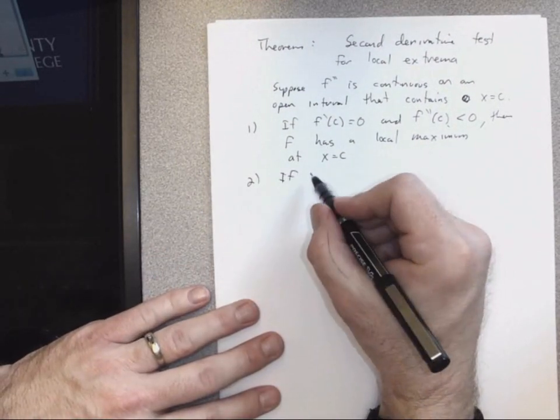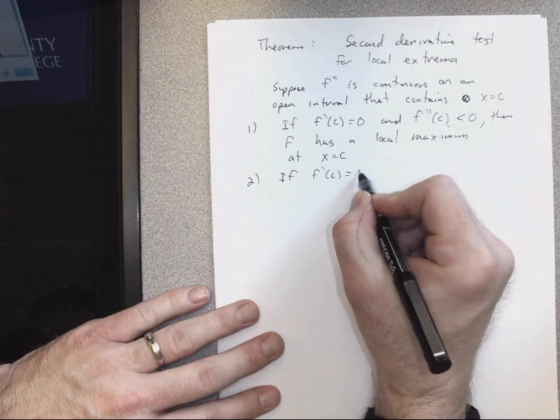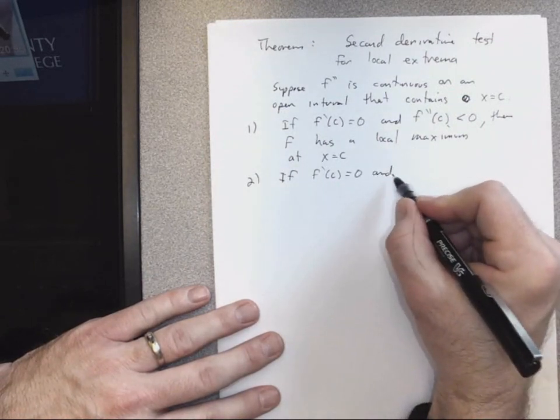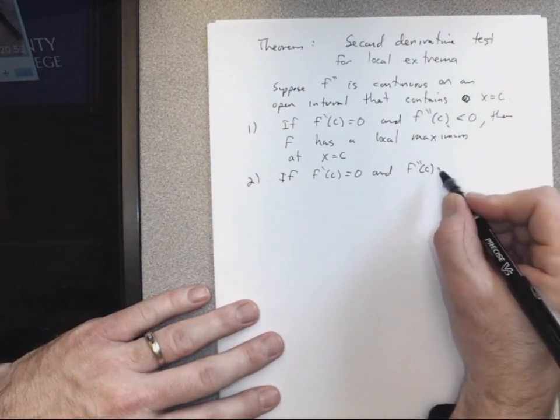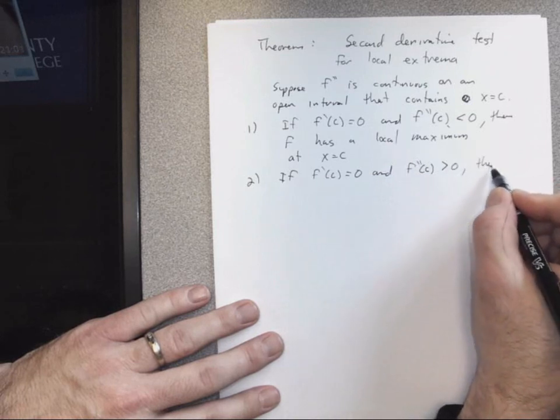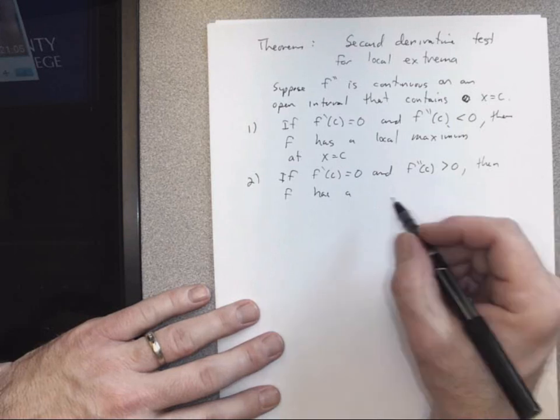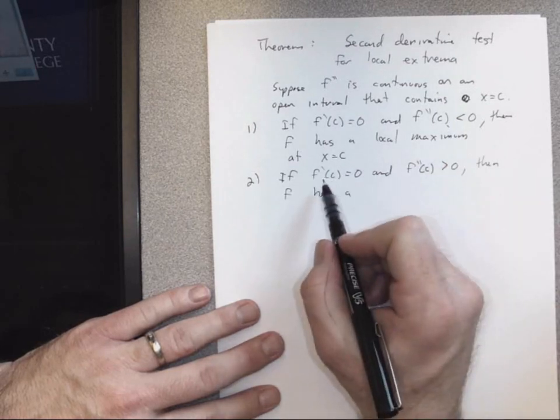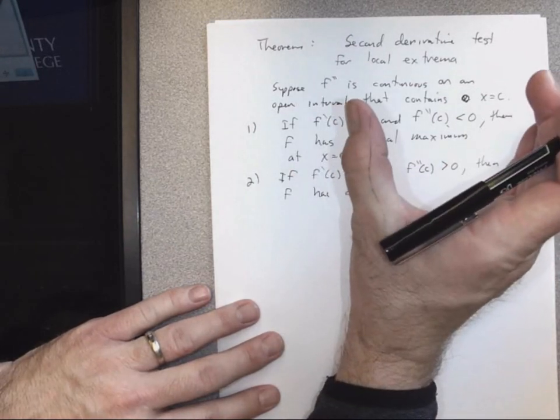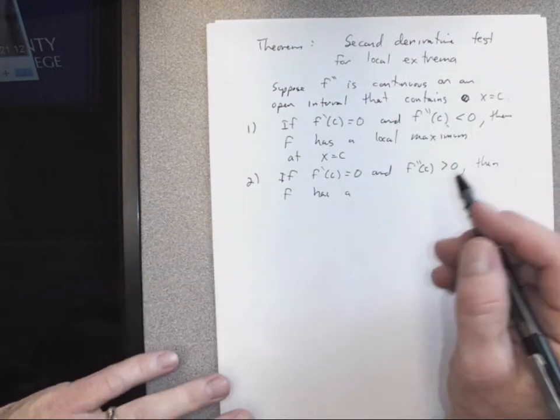2. If f prime of C is equal to 0 and f double prime of C is greater than 0, then f has a local minimum, because this means horizontal tangent line, this means concave up, so that means I have to have a local minimum right here.